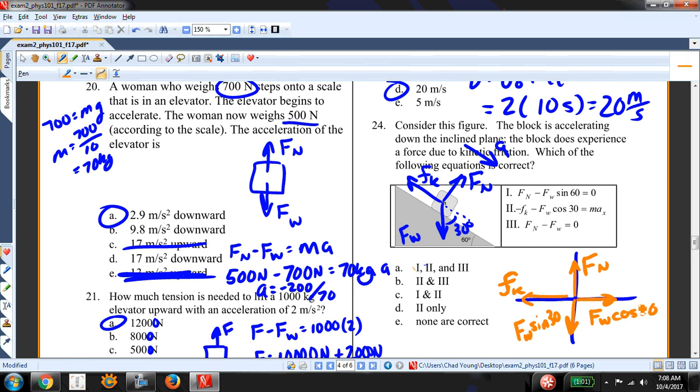Okay, so now let's look at this. Fn minus Fw sine of 60 is equal to 0. That's not true. It should be sine of 30. Minus Fk minus Fw cosine 30 equals max. It could be right if it were Fw cosine 30 minus Fk. That's not correct. Fn minus Fw, that's not true either. It should be Fw sine 30. So it looks like E is the right answer for 24.